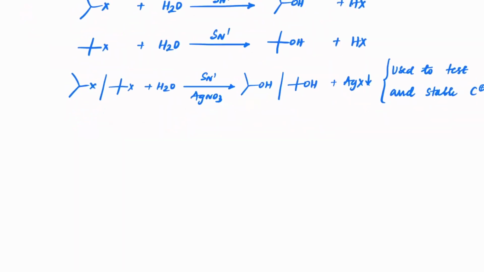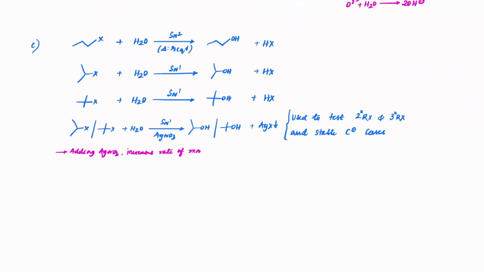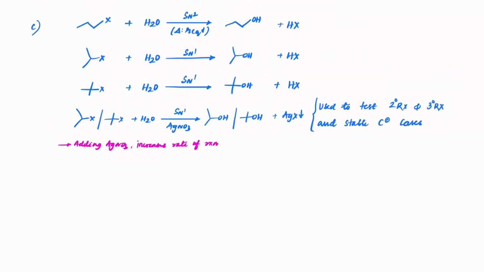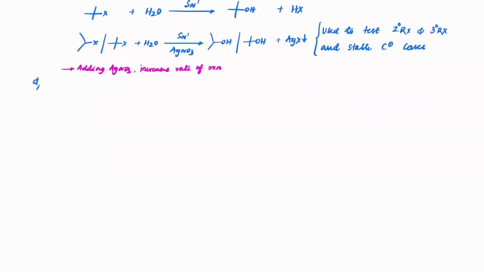In fact, we should also note one important point here: adding AgNO3 increases the rate of reaction, because the minute you add AgNO3, this Ag plus will take X minus away faster and that will generate the carbocation faster. So that's how you will see that if you only have water, most of the time SN1 is favorable, but only if you have a primary position, then SN2 is favorable. Okay, next. Check out the D reaction here.